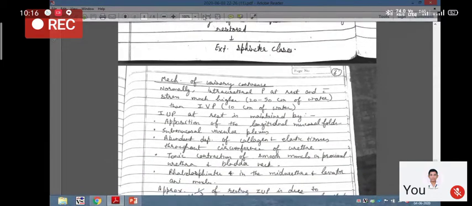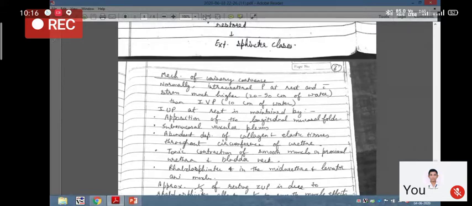Now the mechanism of urinary continence. Why is there normally no urinary incontinence? How is continence maintained? Normally, intraurethral pressure at rest and with stress is much higher, 20 to 50 centimeters of water, than the intravesical pressure, which remains around 10 centimeters of water.